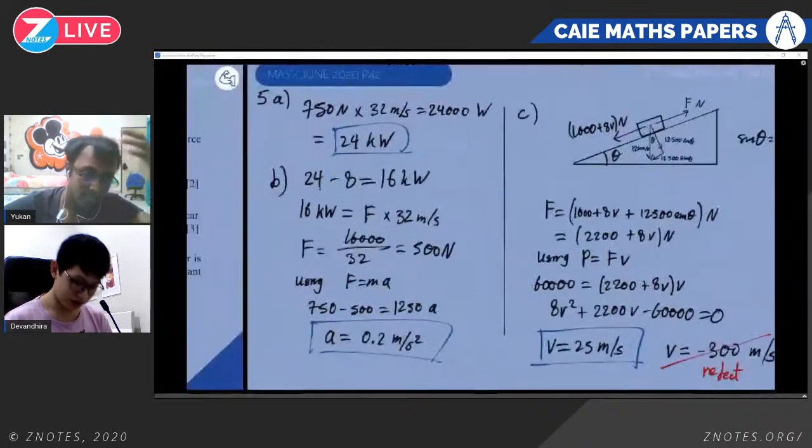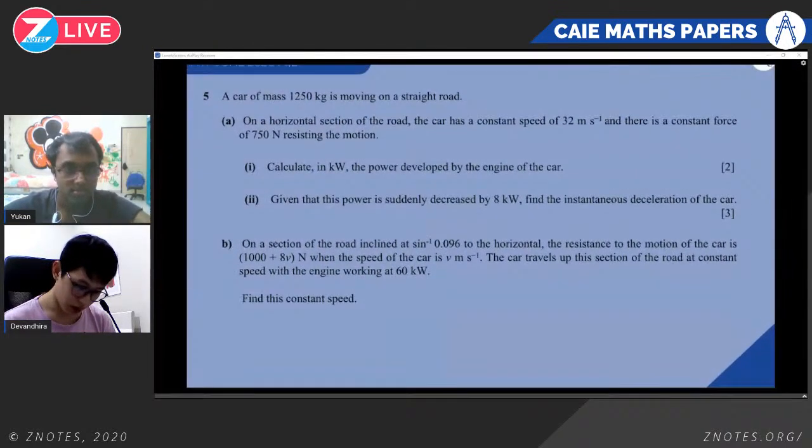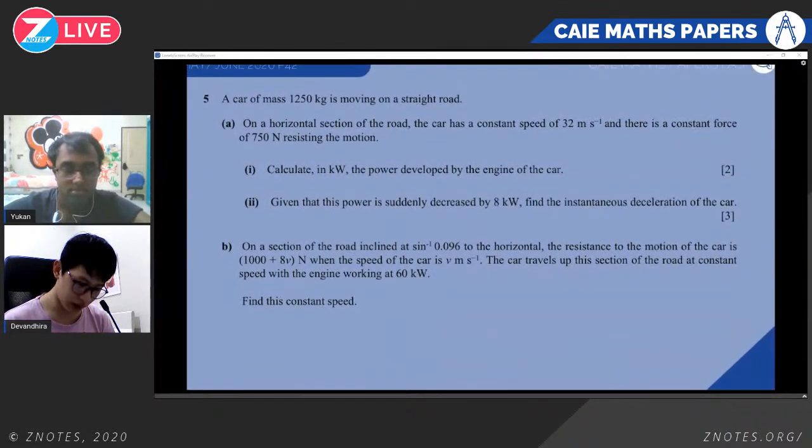Next one. On a section of the road inclined at sine inverse 0.096 to the horizontal, the resistance to the motion of the car is 1000 plus 8V Newton when the speed of the car is V meters per second.